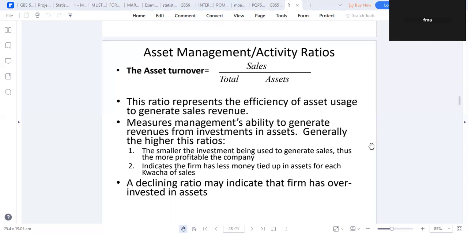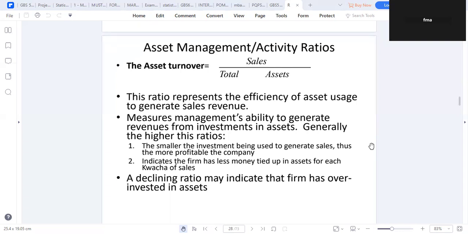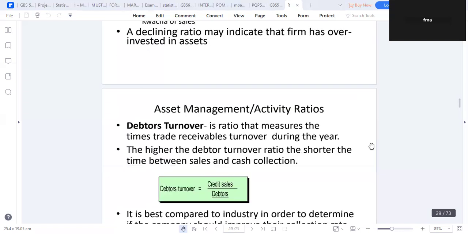So generally, if you have higher ratios, it means as follows. The smaller the investment being used to generate sales, the more profitable the company is. It also indicates that the firm has less money tied up in assets for which sales are raised. So a declining ratio may indicate that the firm has overinvested in assets. So you need to understand what it means.